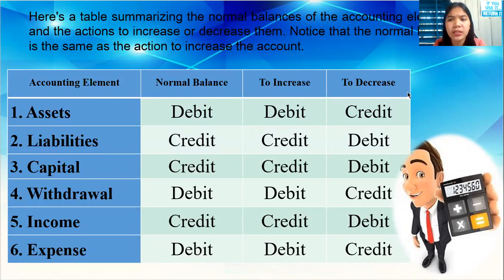Okay, how to increase and decrease them, ma'am? Okay, we have assets here. If you are going to increase your asset, you are going to debit it. But if you are going to decrease it, you are going to credit. Liabilities, if you are going to increase, you credit that one. If you are going to decrease, debit. Capital, increase credit side, and you are going to decrease debit side. Withdrawal, you are going to increase it on the debit side.